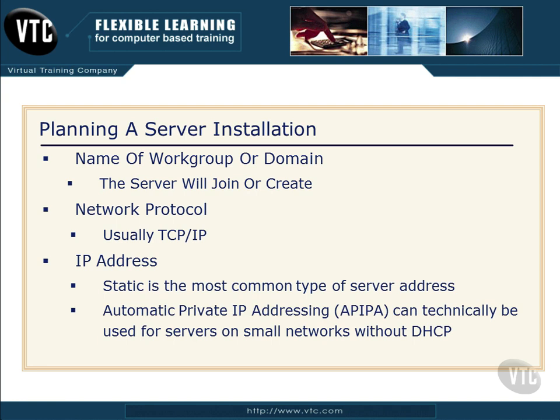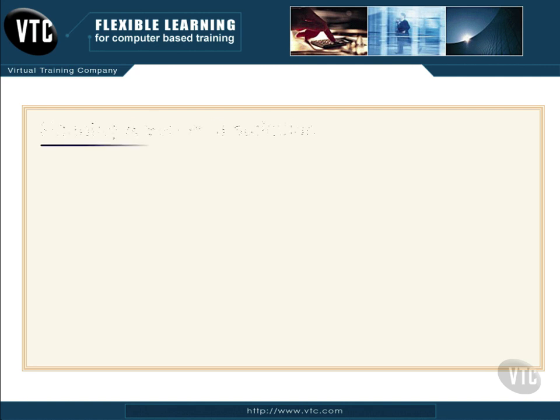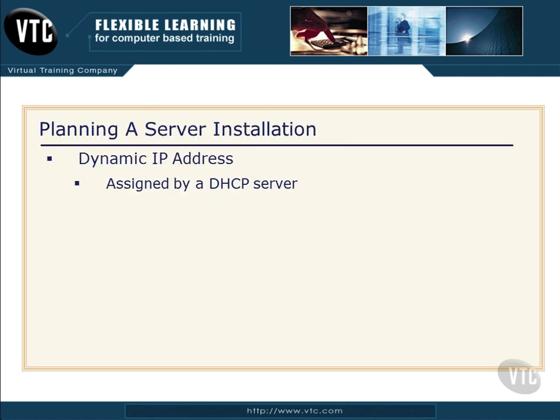Automatic Private IP Addressing, APIPA, can technically be used for servers. Now, if you're on a real small network without DHCP, I'm not sure why you're using a server, but watch for this little trick question on the exam. You can use this, and you'll see that address, that 169.254, that can be used on a server. It's rare. It usually indicates a network problem, but just know that it can happen, and don't let them trip you up. Now, a dynamic IP address is one that's assigned by a DHCP server, and you can watch for that.